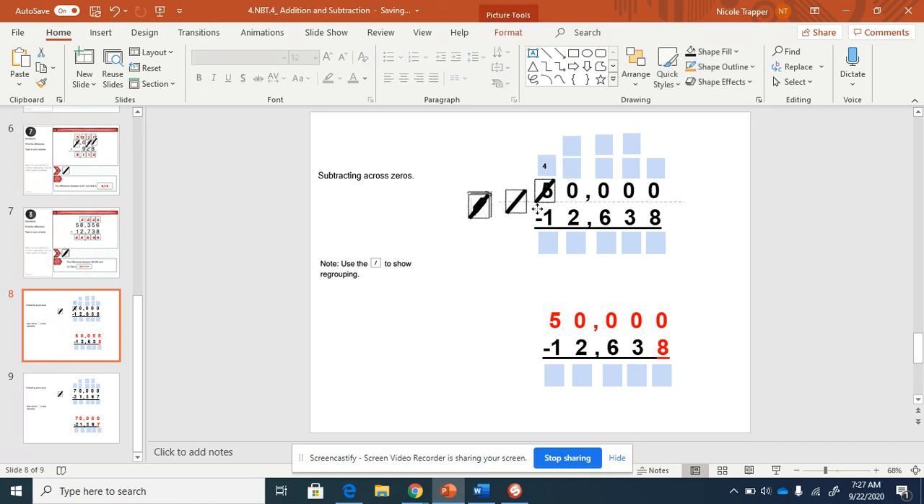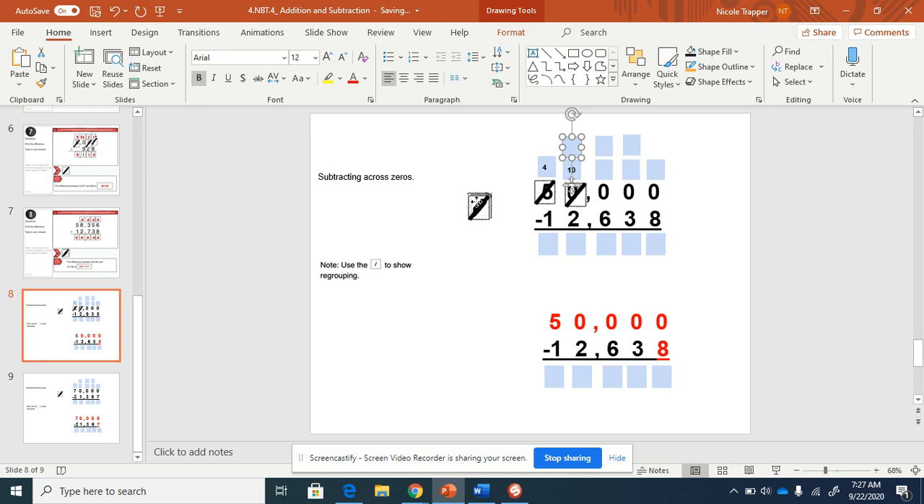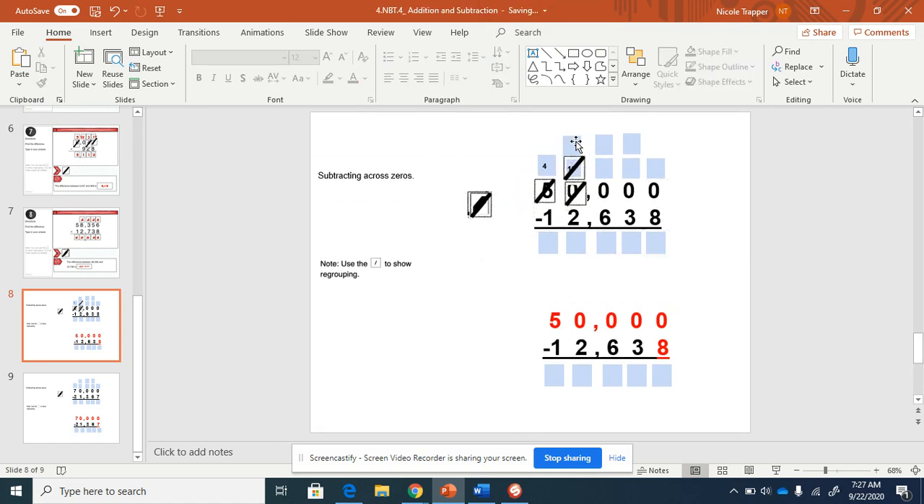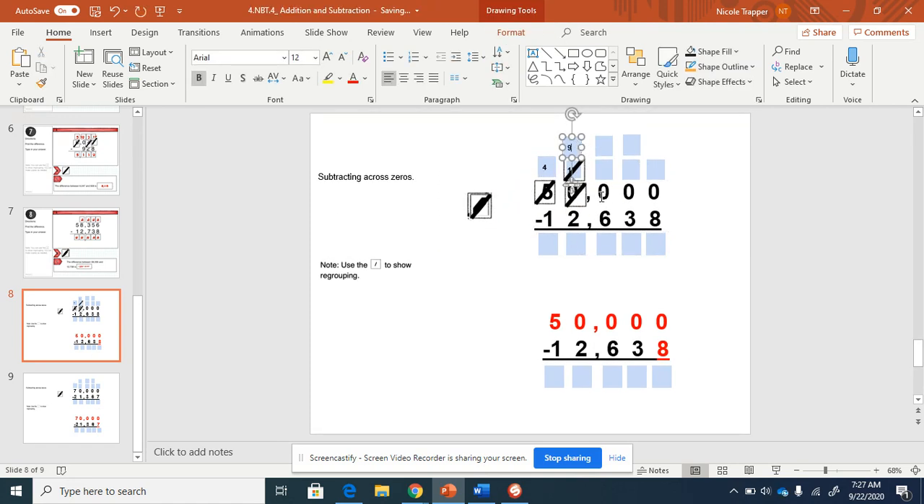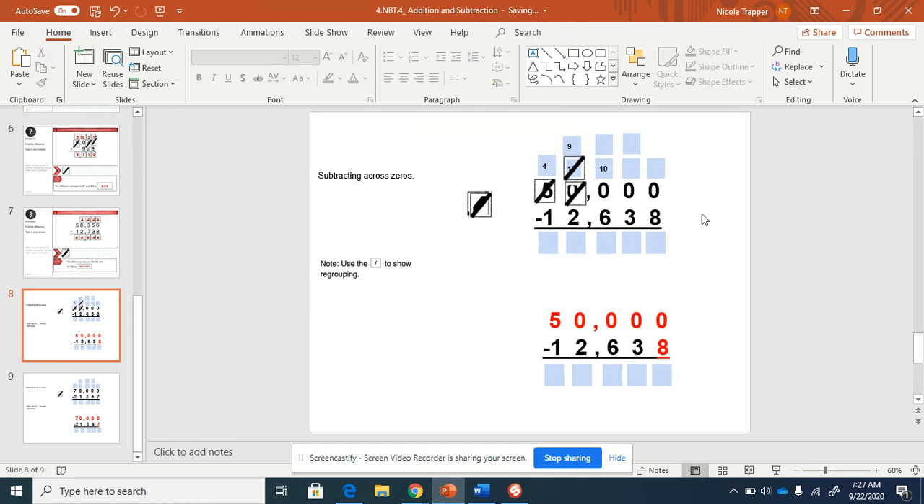Next, I'm going to cross out this 0, and I'm going to regroup this 10,000 and make it 10 thousands, which would equal 10,000. Now I'm going to have to cross that 10 out and make this a 9 because I still need to regroup to get to this place value. So now I have 10 hundreds. Well, I'm still not to my ones place, so I need to regroup again. So I'm going to cross out the 10 and make that a 9. I'm still not back to my ones place yet to start subtracting.